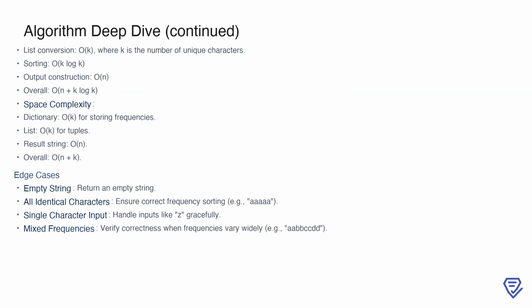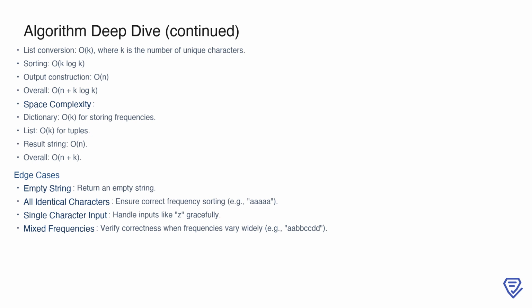Analyzing the algorithm's complexity, the time complexity is primarily determined by the steps of frequency counting, list conversion, sorting, and output construction. Frequency counting operates in O(n) time, where n is the length of the input string. Converting the dictionary to a list of tuples takes O(k) time, where k is the number of unique characters. Sorting this list has a time complexity of O(k log k), and constructing the result string by iterating through the sorted list is an O(n) operation. Combining these, the overall time complexity becomes O(n + k log k).